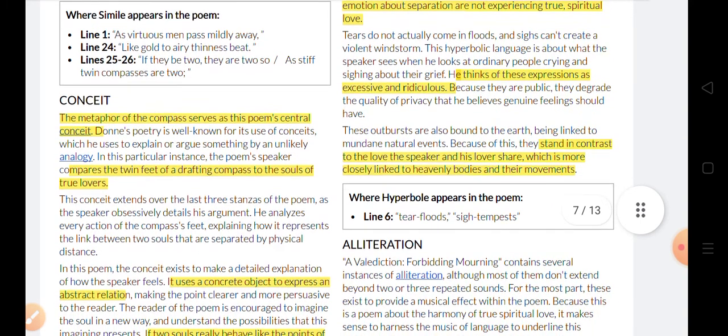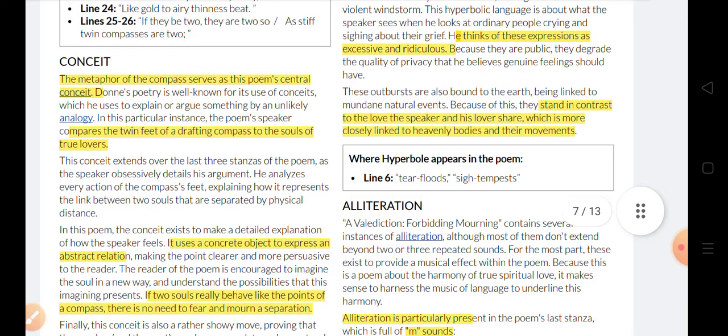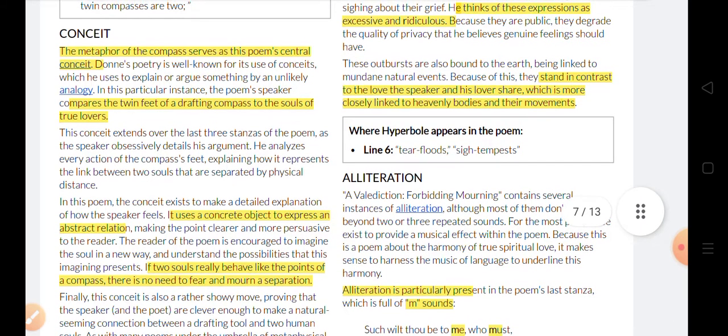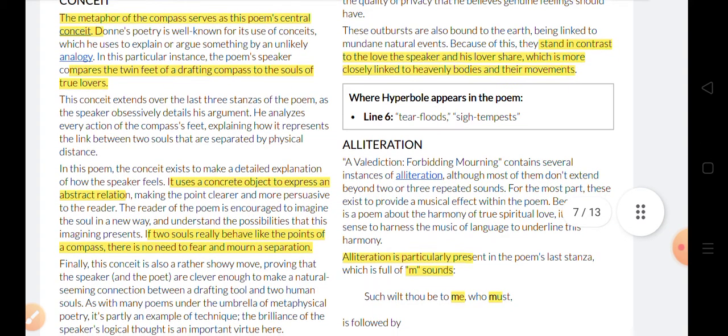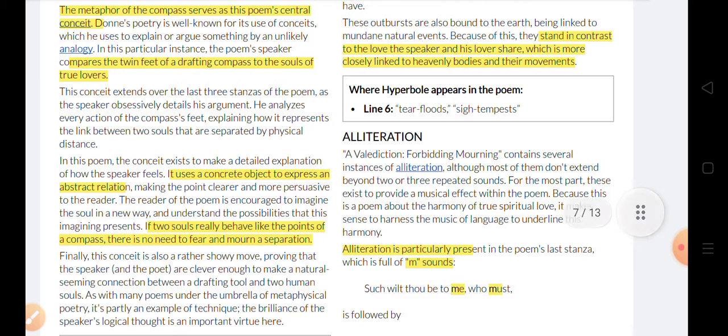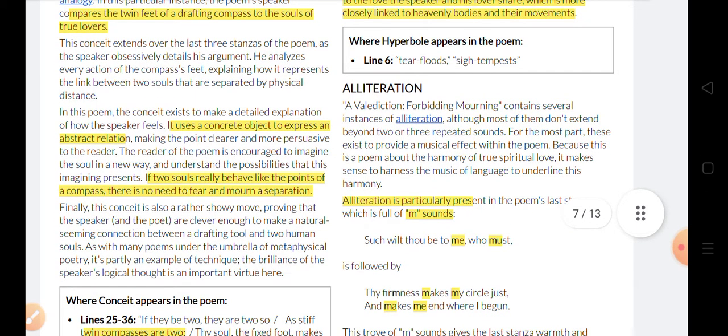And the second poetic device, conceit, has been used, and it is used to compare two different objects linked together with the help of simile or metaphor, and it develops a comparison which is unlikely but imaginable. So the metaphor of the compass serves as the poem's central conceit here, and he compares the twin feet of a drafting compass to the souls of true lovers, and it uses a concrete object to express an abstract relationship. So if two souls really behave like the points of a compass, there is no need to fear and mourn the separation.